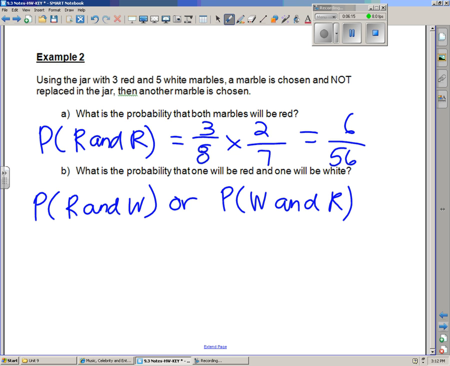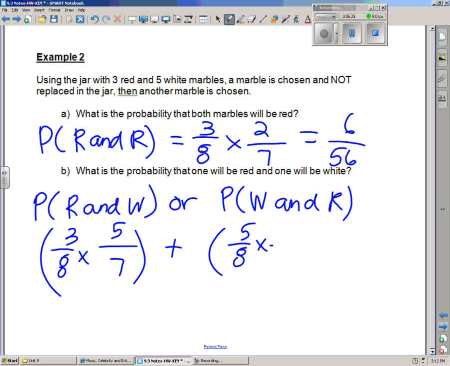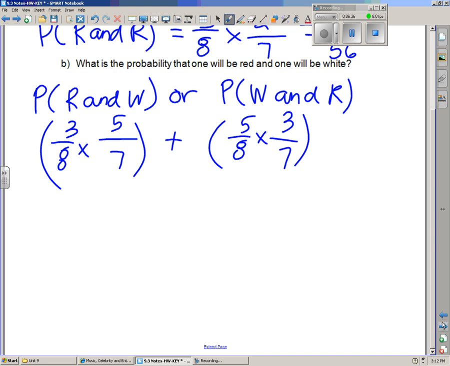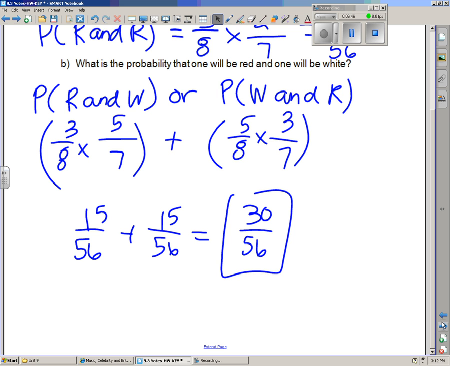So picking out a red first time around is 3/8. We're going to multiply that by, now there's still all 5 white marbles, but there's 1 less marble in the bag when you don't replace the red. Or plus, white marble starting all over is 5 out of 8. White comes out, 1 less marble, but red are still the total that they started out with. So what happens here is you've got 15/56 plus 15/56, which is 30/56. Again, a little bit more than half the time you'll get 1 red and 1 white.